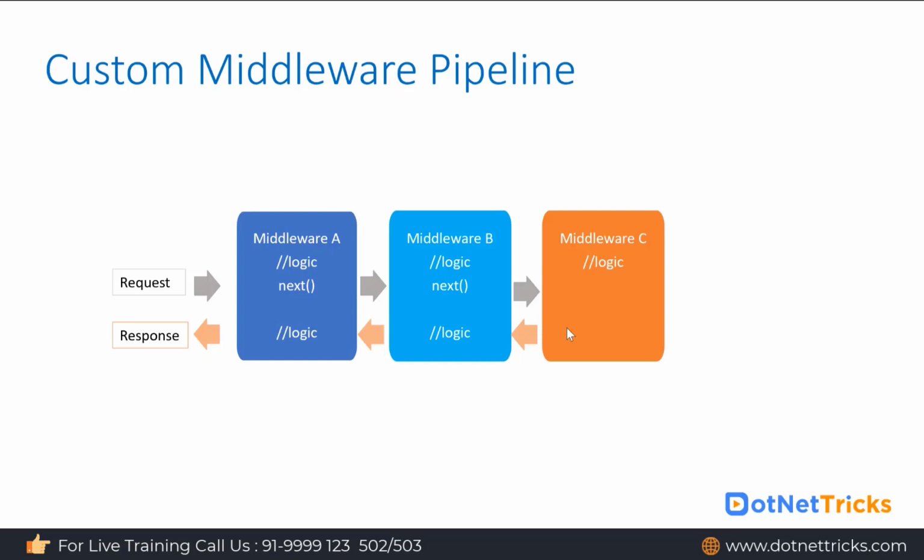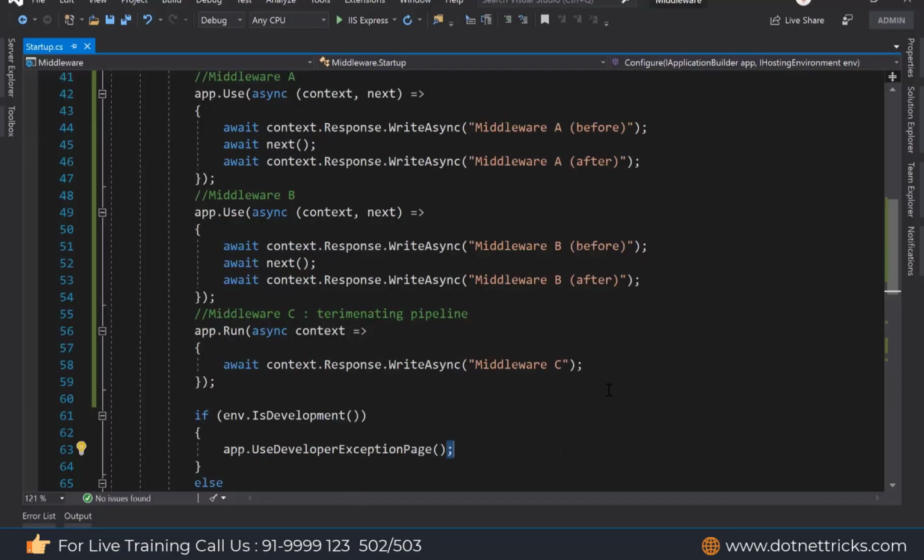Your client might be a browser, or any other application as well, where it's going to be rendered. So this is the way the custom middleware pipeline has been created here. Now let's see the actual execution, how it is working. It should run in the same order.